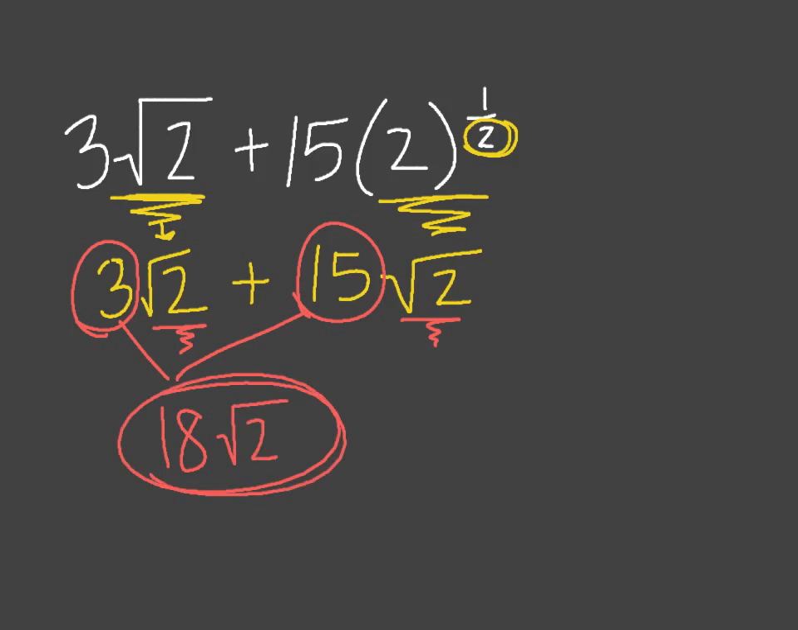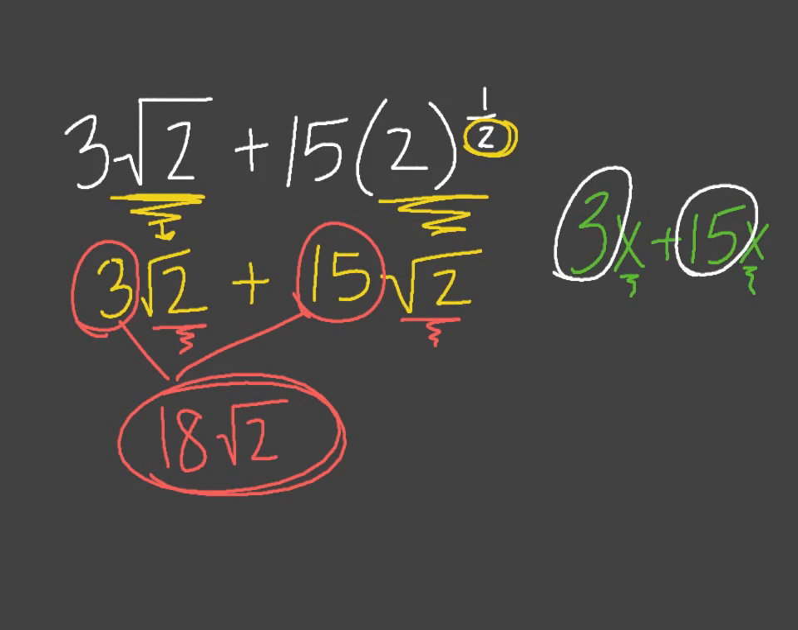Something that you could connect this to is early in the year when we were doing things like 3x plus 15x. Both of these terms have an x in common, so all I need to do is take their coefficients and add them together. 3 plus 15 would give me 18. The x stays behind. These two problems are very similar, except this time what they have in common is the square root of 2.